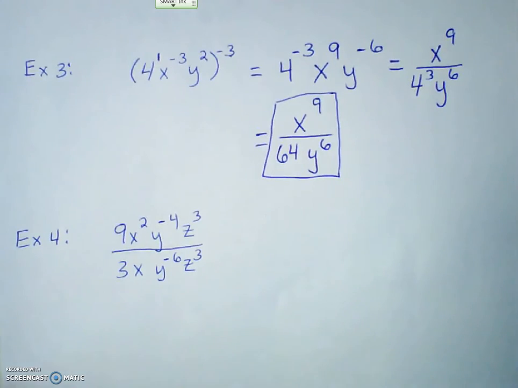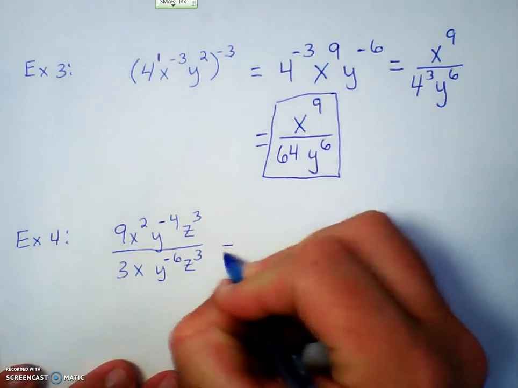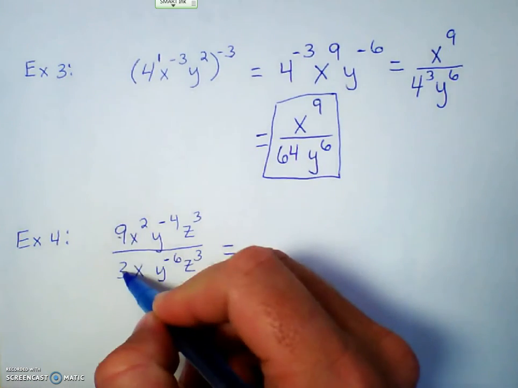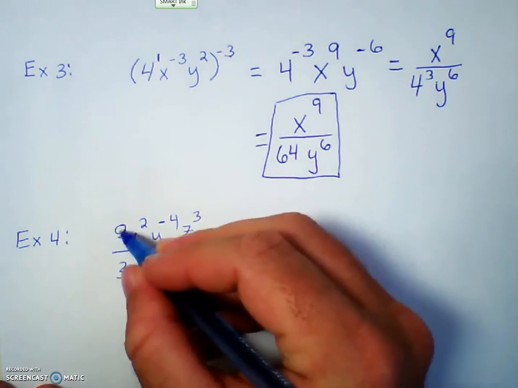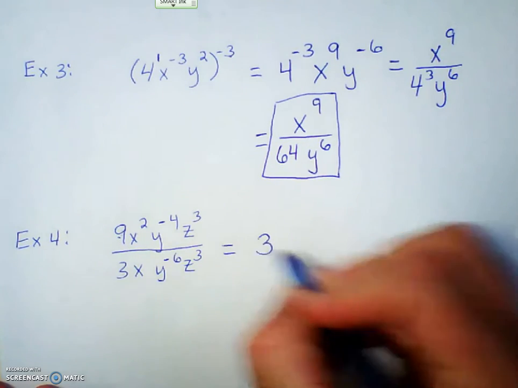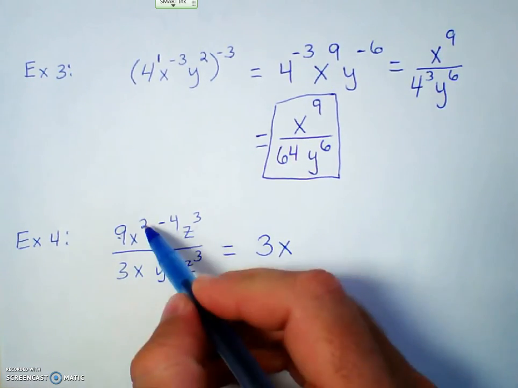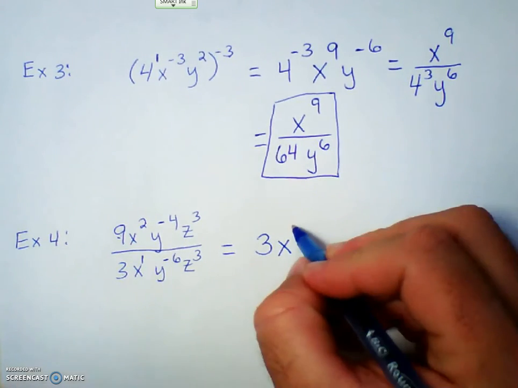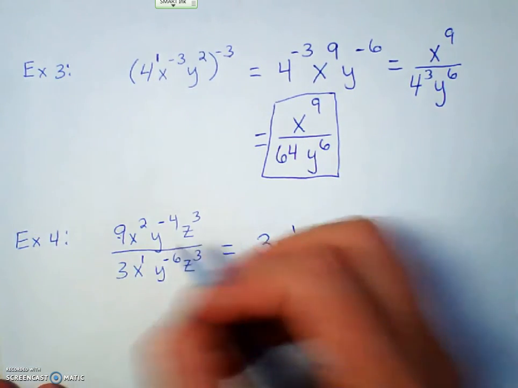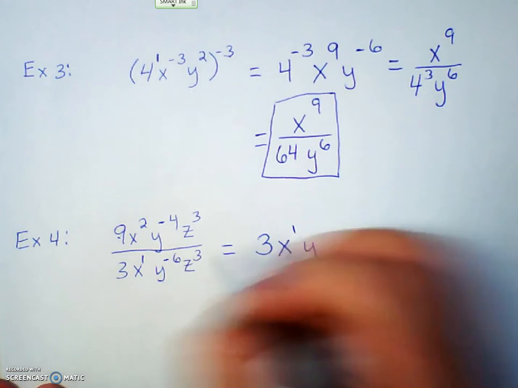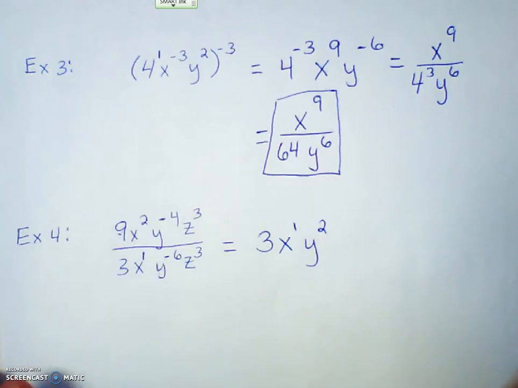Alright, example 4. This one's a division problem. So when you divide, you are to subtract your exponents. This 9 and this 3, however, are not exponents. 9 divided by 3 is 3. And when you subtract exponents, you always do top minus bottom. 2 minus 1 is 1. For your y's, negative 4 minus negative 6 gets you a positive 2.